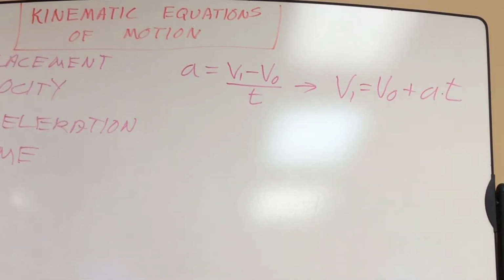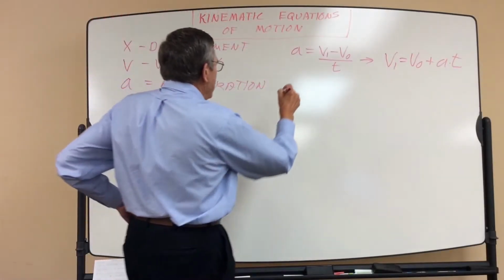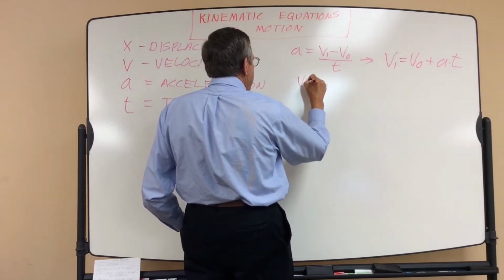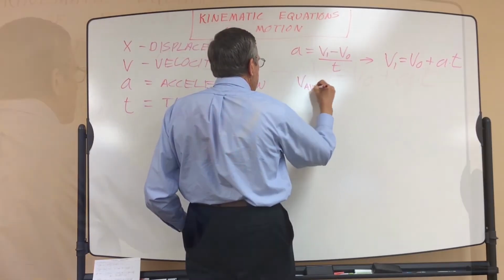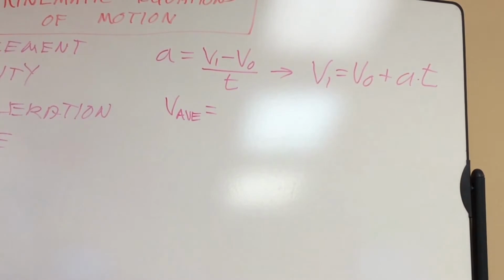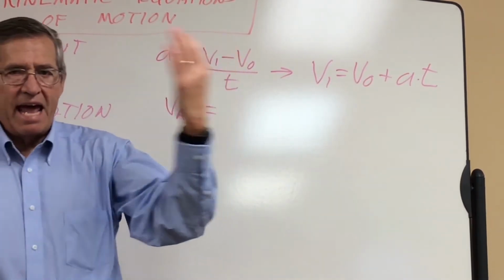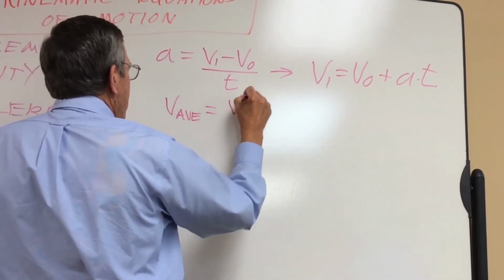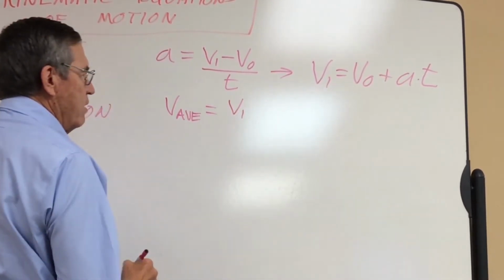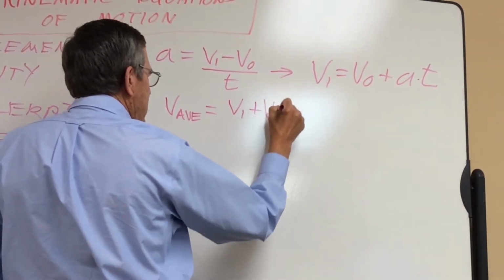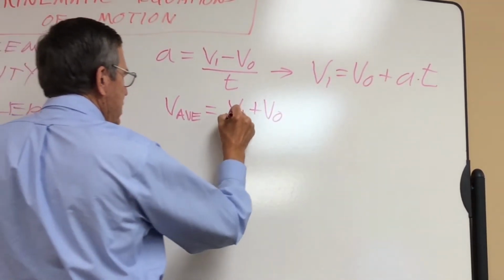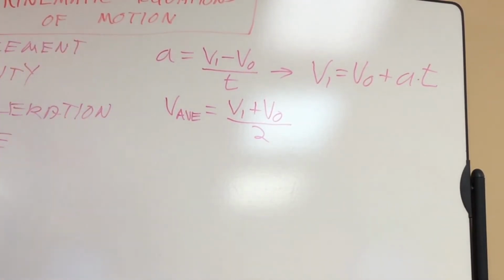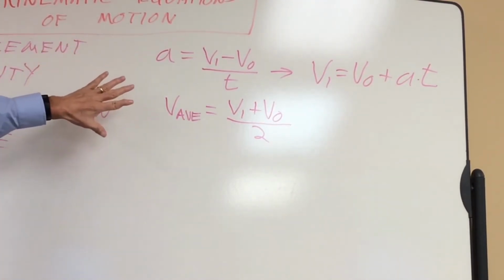Now, the second thing we'll do is look at how we find the average velocity. So V average: well, the way you get an average is take the endpoints, add them together, and divide by 2. So we will take V1, our final velocity, add that to V0, our initial velocity, and divide that by 2 to find the average.